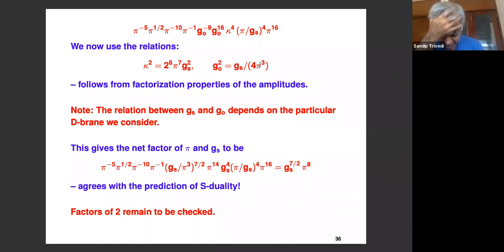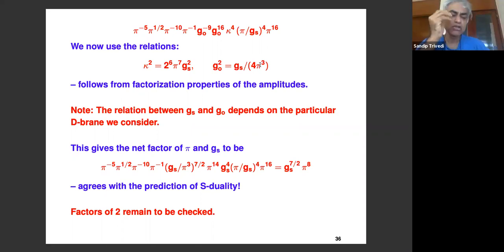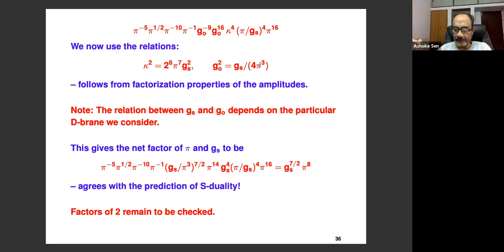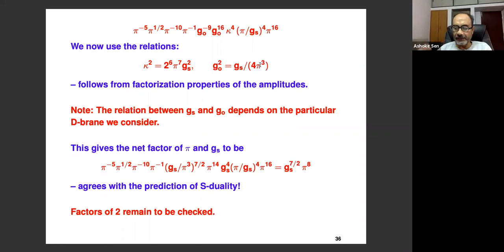Okay. But the tension keeps changing, right? By this 2 pi factor. I see. And that's why the G0 keeps changing by this 2 pi factor. So 1 upon G0 square is related to the tension by some fixed multiple. It's 2 pi times the tension. Not 2 pi, 2 pi square times the tension. I see. So in this case, it's 2 pi square times 2 pi by GS. Right? That's the 4 pi cube.